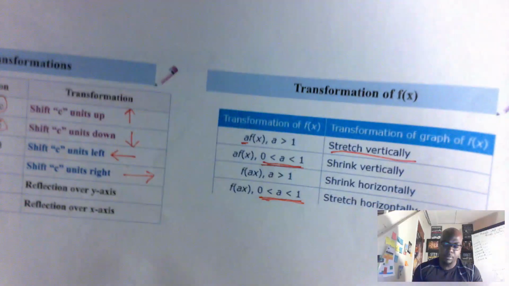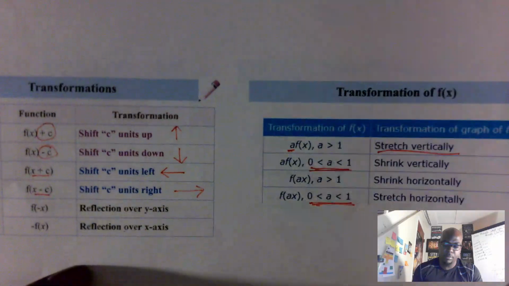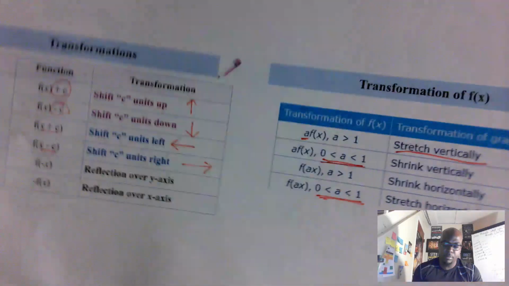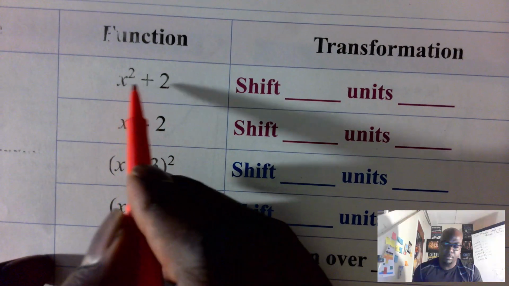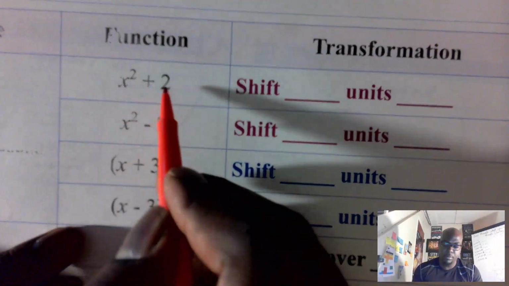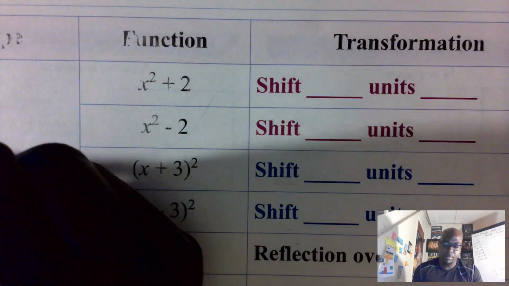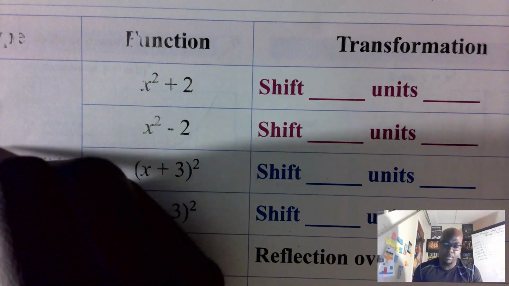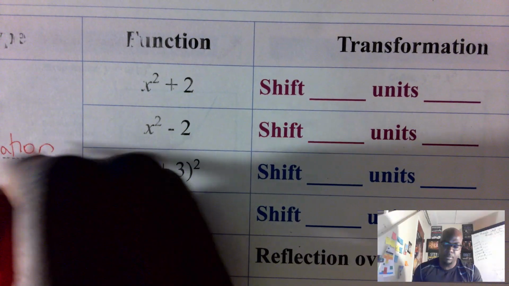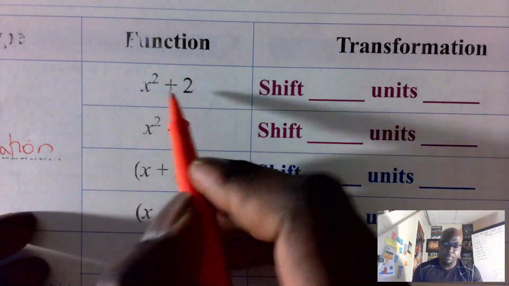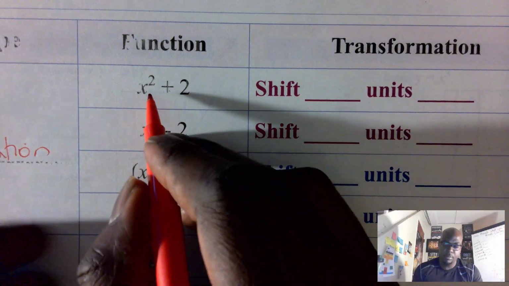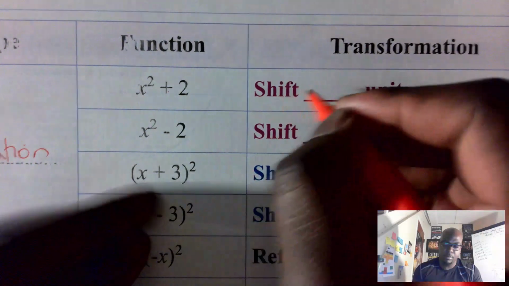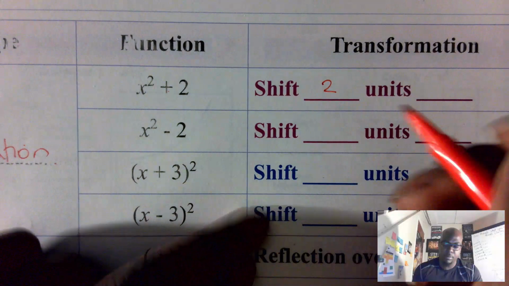But before we do this, using this graph here, what we're going to do is fill in the blanks here. So I have a function x squared plus 2. We know that this is a translation. So here, if this is f of x, what's happening here? We have a shift, what? Shift 2 units.